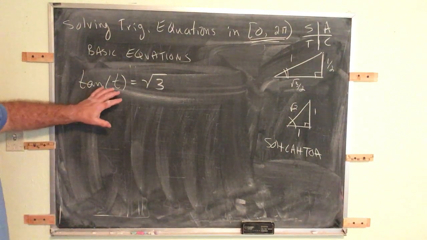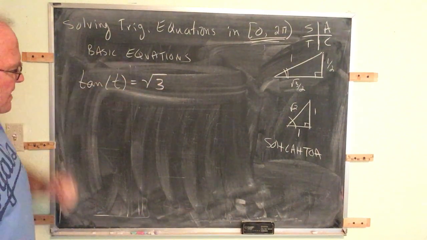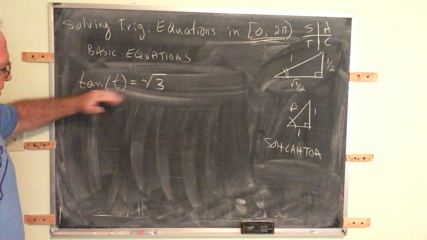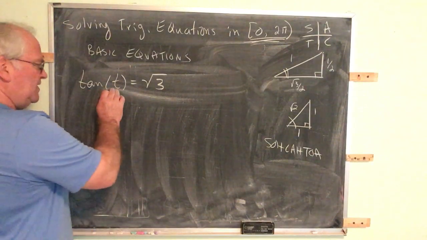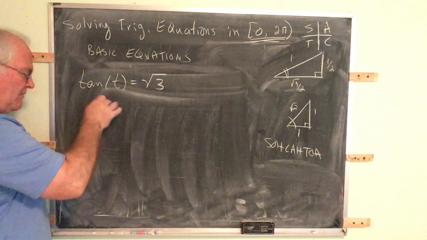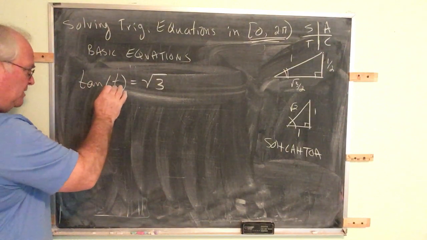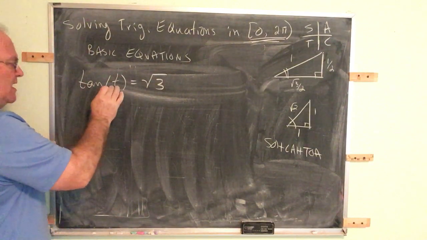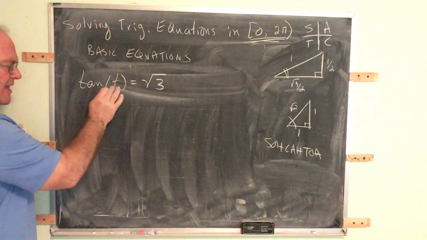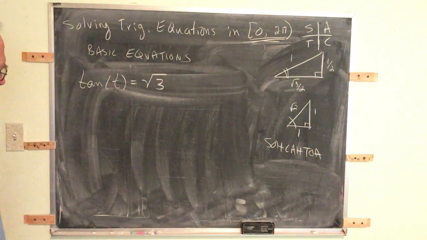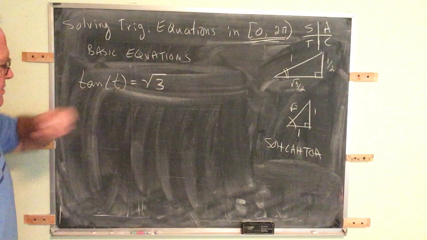I wanted to attach one last pigtail onto this solving basic equations, and that is with this. Tangent of t, again, I'm using t instead of x. You should get used to using different variables. Theta, t, alpha, beta, any reasonable variable can be used there. So tangent of t is equal to square root of 3.